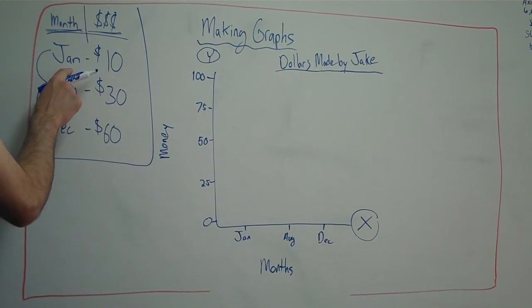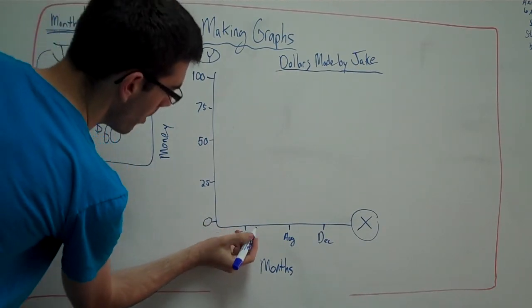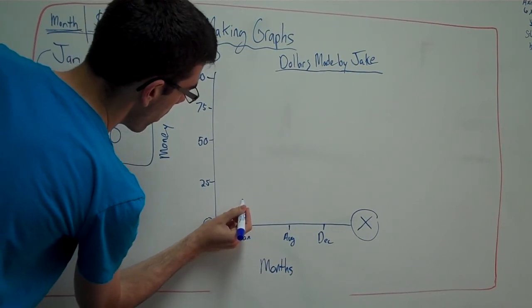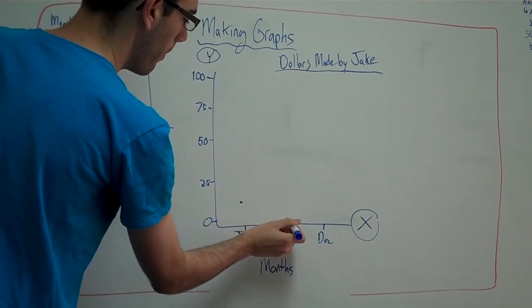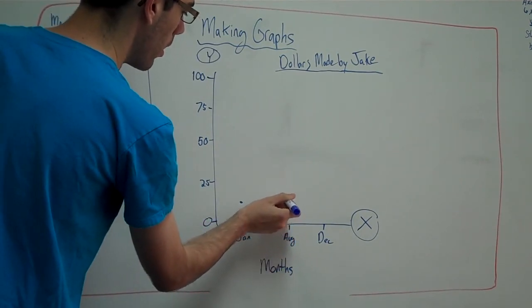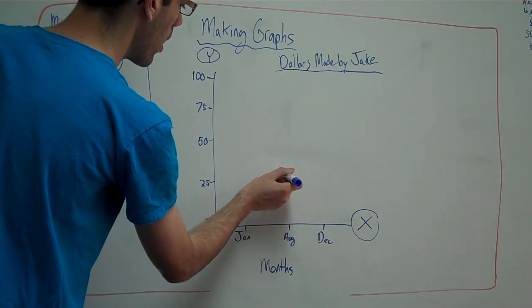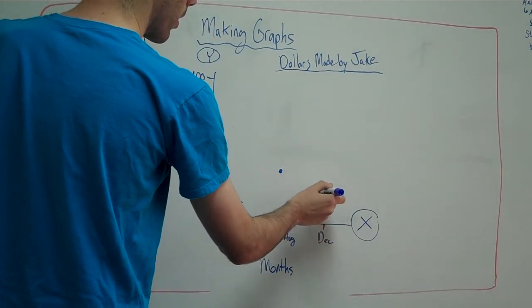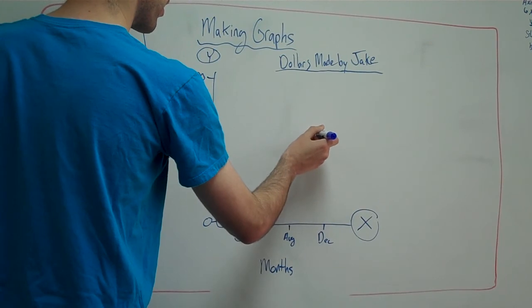Where does our first point go? In January. How much? 10. So I'm going to start at the bottom. You tell me when to stop. Now. Very good. I'm going to go to August. You tell me when to stop. Now. And finally, I'm going to go to December. You tell me when to stop. Now.